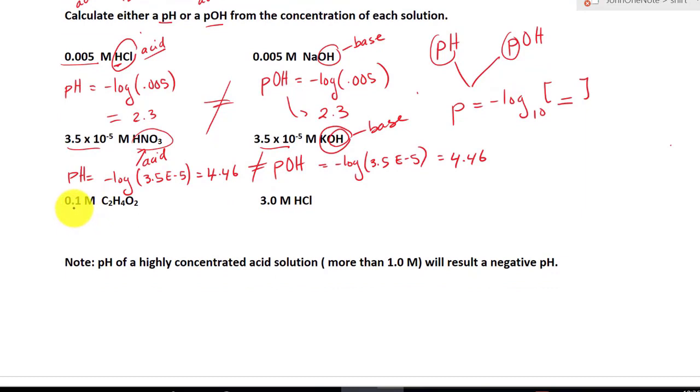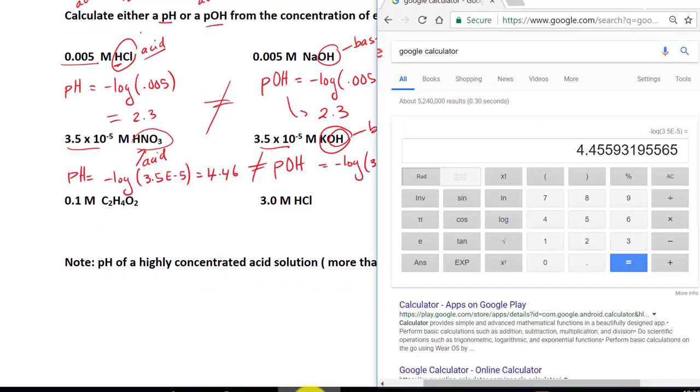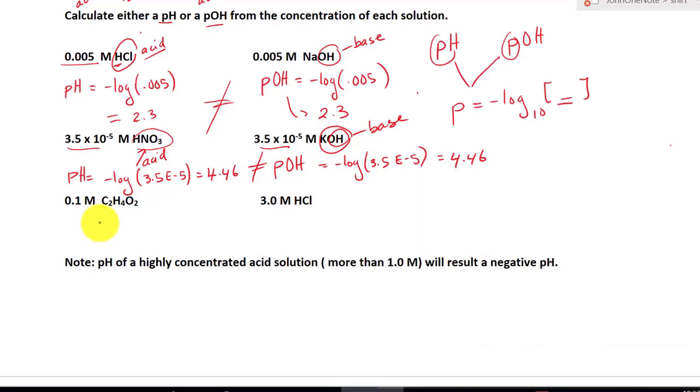And lastly, we have 0.1 molarity of acetic acid. Let's plug it into a calculator. Pretty easy. So we have negative log. Let's erase this. So let's plug this into a calculator. Negative log of 0.1. And what do we have? Oh, there you go. We have pH of 1. And how do I know it's pH? Because this is an acid right there. Okay, it doesn't have the OH.